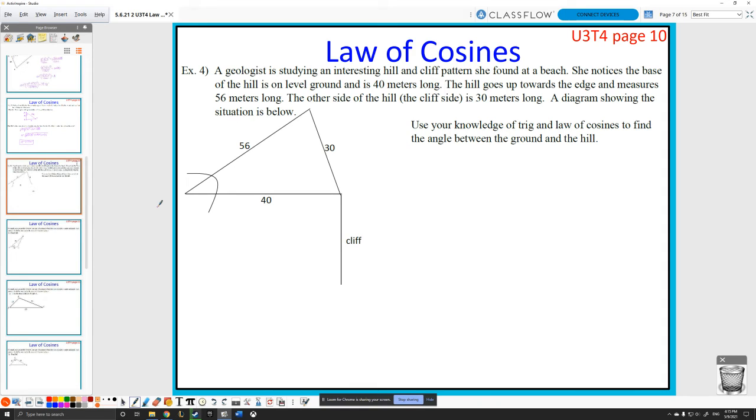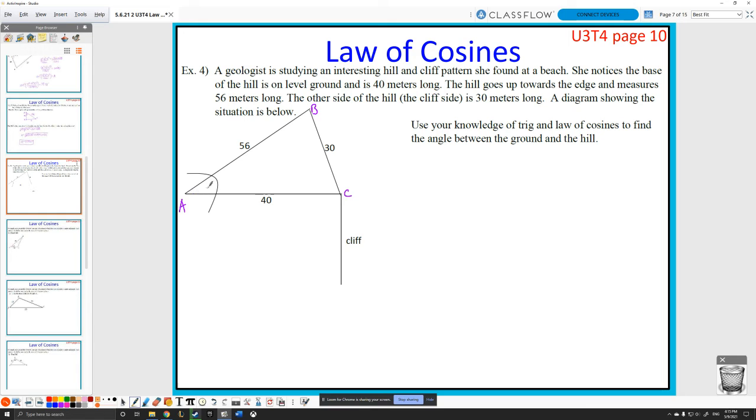A geologist is studying an interesting hill and cliff pattern she found on the beach. Notice the base of the hill on level ground is 48 meters long. The hill goes up towards the edge and measures 56. The other side is 30. The diagram shows this, and we need to find the angle between the ground and the hill. So we want this angle measurement right here. It doesn't really matter how you name these. I'm just going to call this A, B, C, just to help guide myself here.